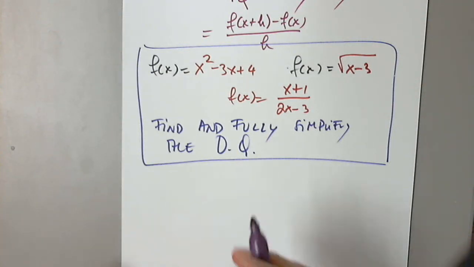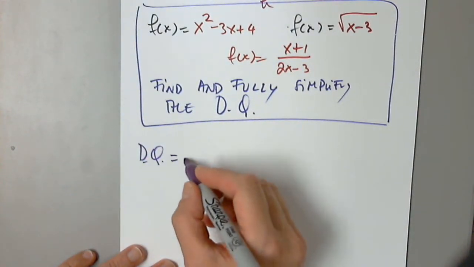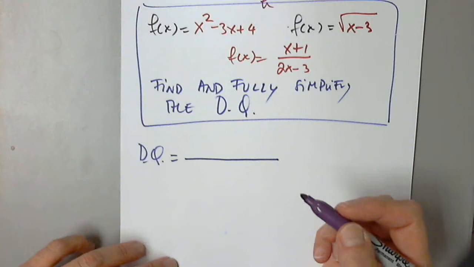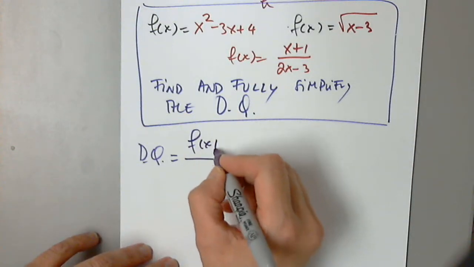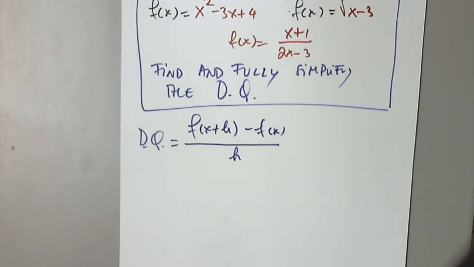Okay. You do not have to memorize the difference quotient in this class. It will always be given to you on a test or final exam. In the next class, you have to remember it. You have to memorize it. It's not a big deal, but you're not asked to memorize it now.